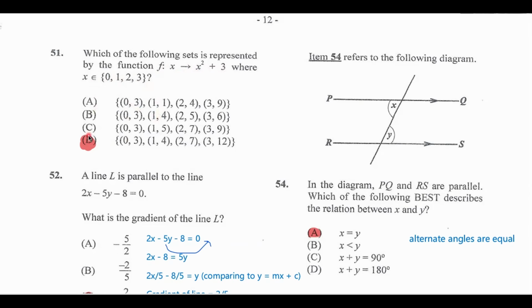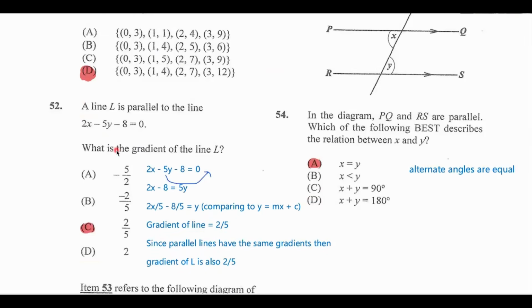All right, so A and C are out. It's either B or D. When x is 2, it'll be what? 2 squared add 3. That's 4 add 3 is what? 7. So it'll be 2 comma 7. You've seen already it is D. And if you do the last one, 3 squared is what? 9 add 3 is 12. So it'll be 3 comma 12. So that's D.